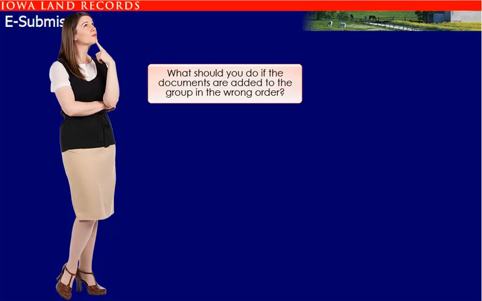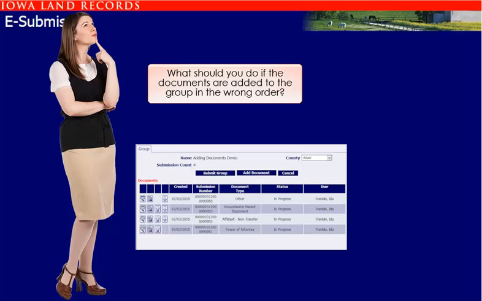But, what if you accidentally add documents to a group in the wrong order? Can you correct this error? The answer is yes, provided you catch the error before the group is sent to the county. This demonstration will show you how.